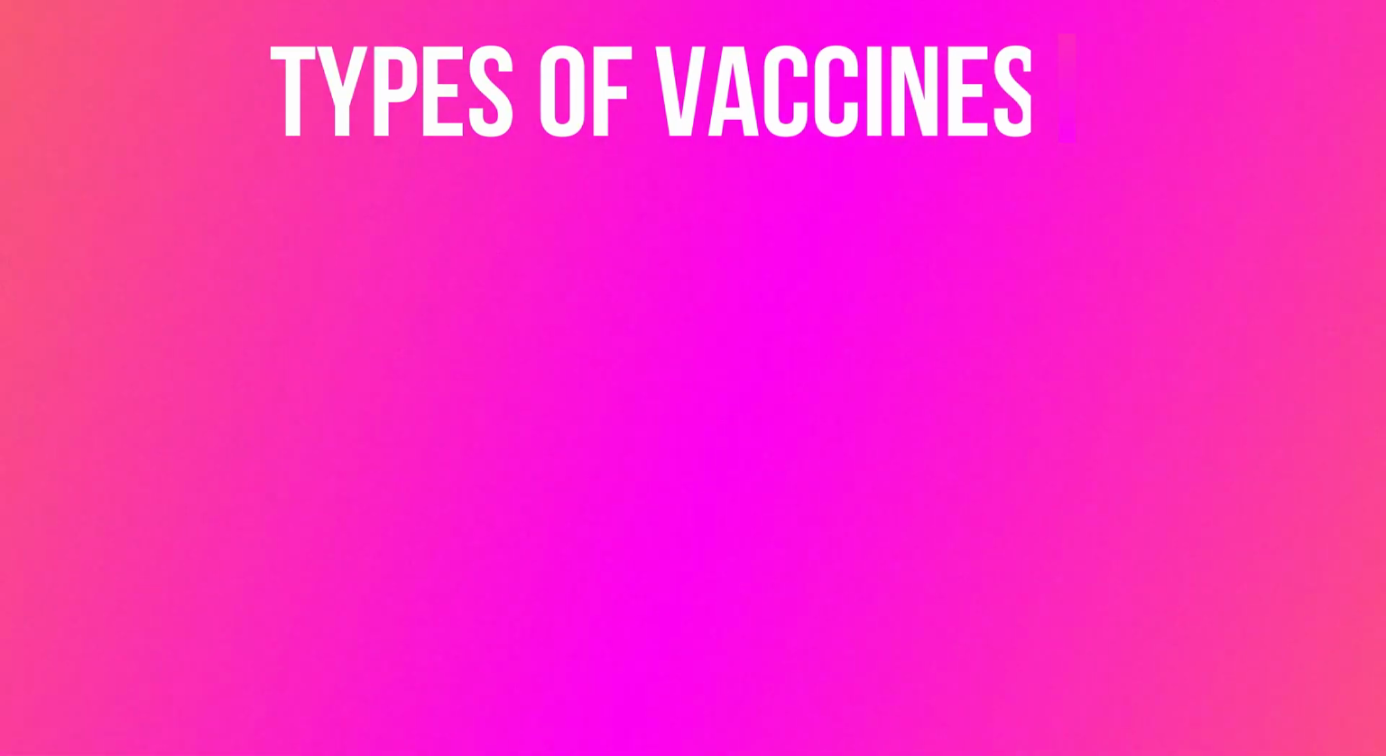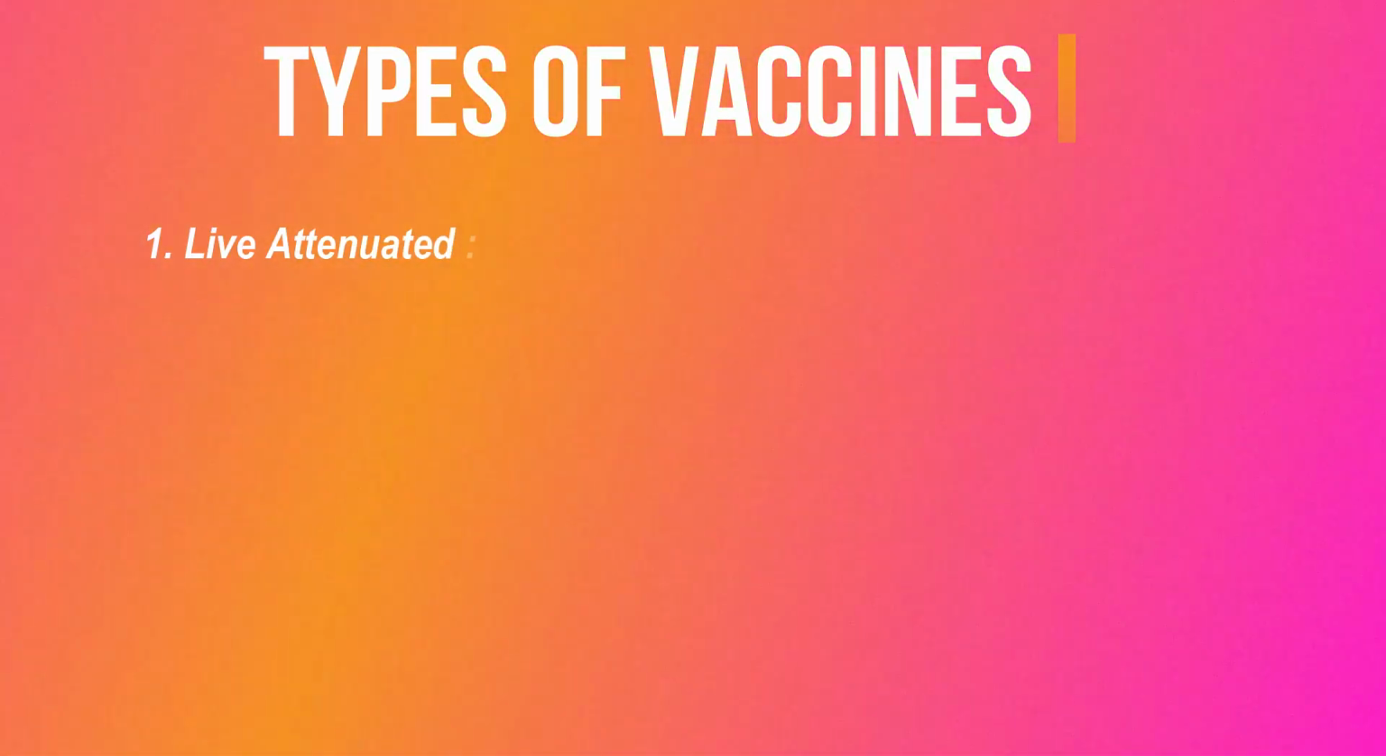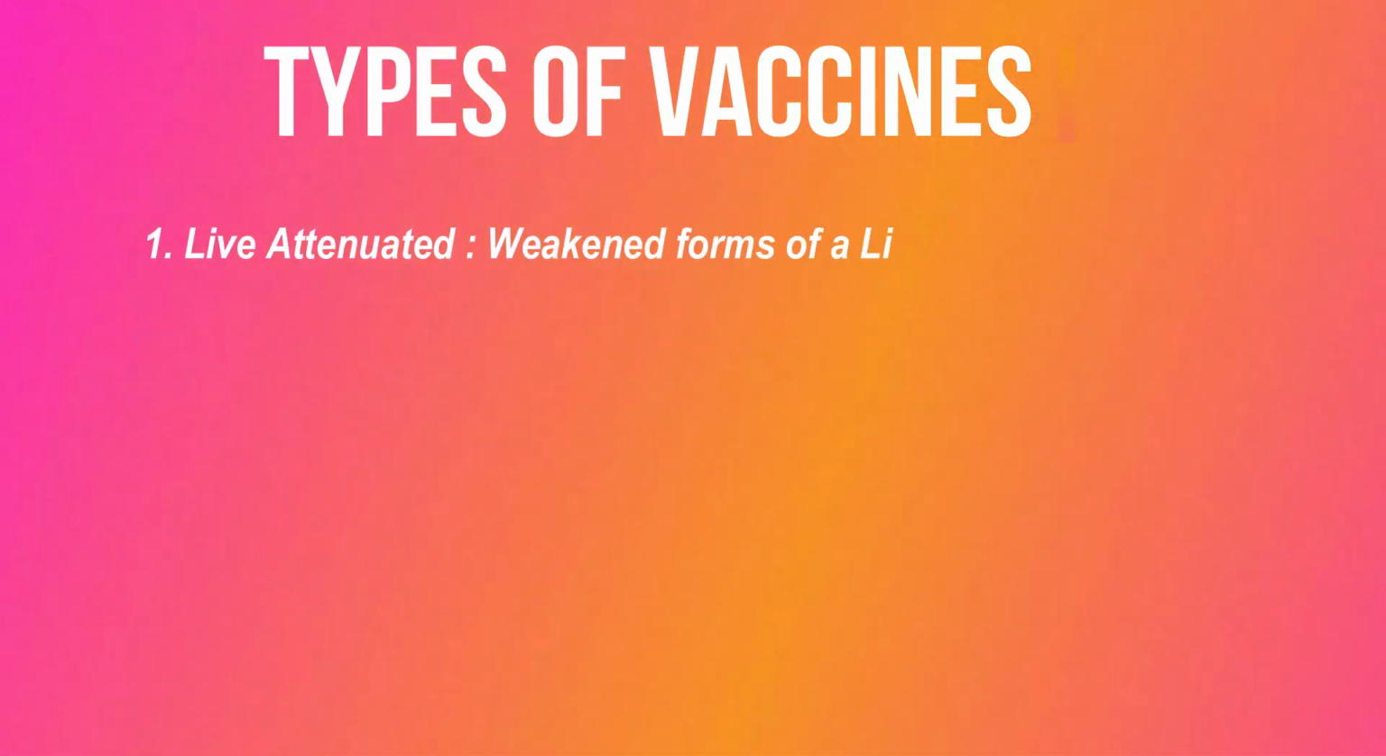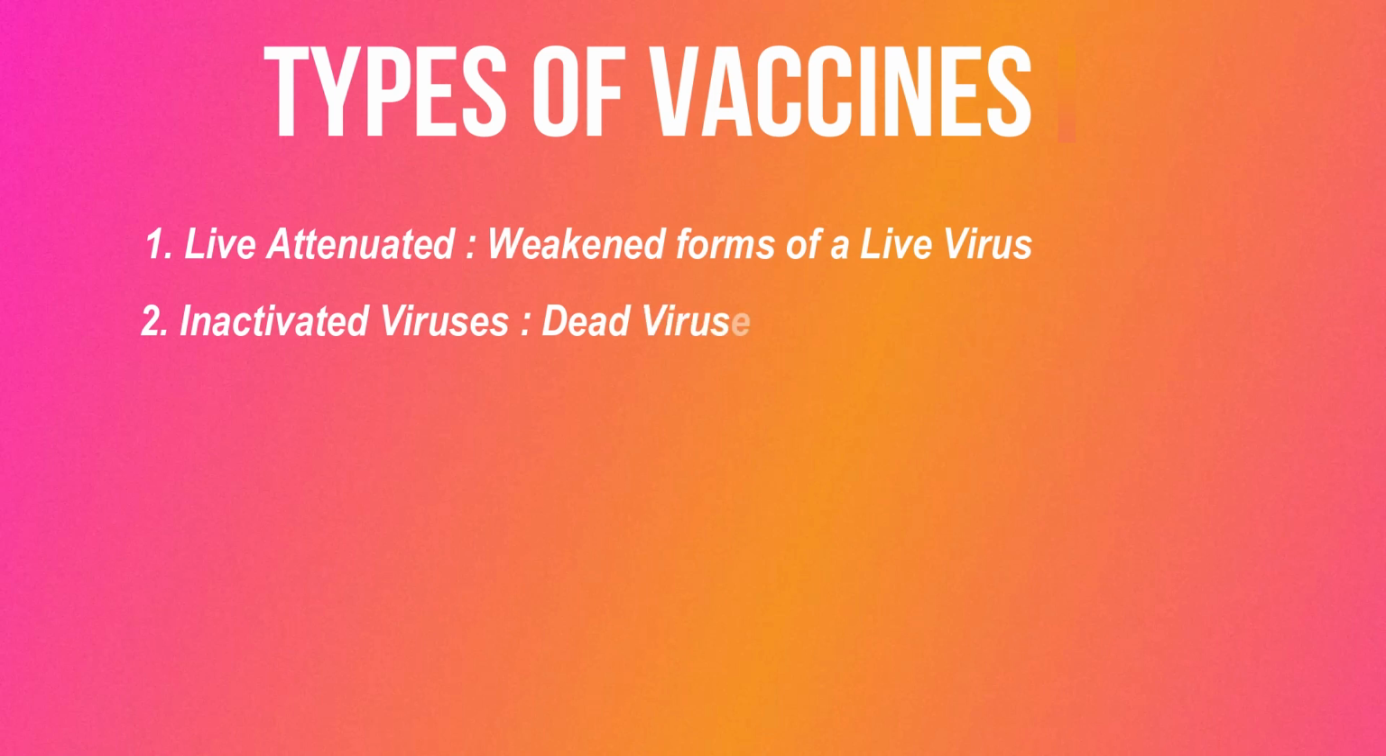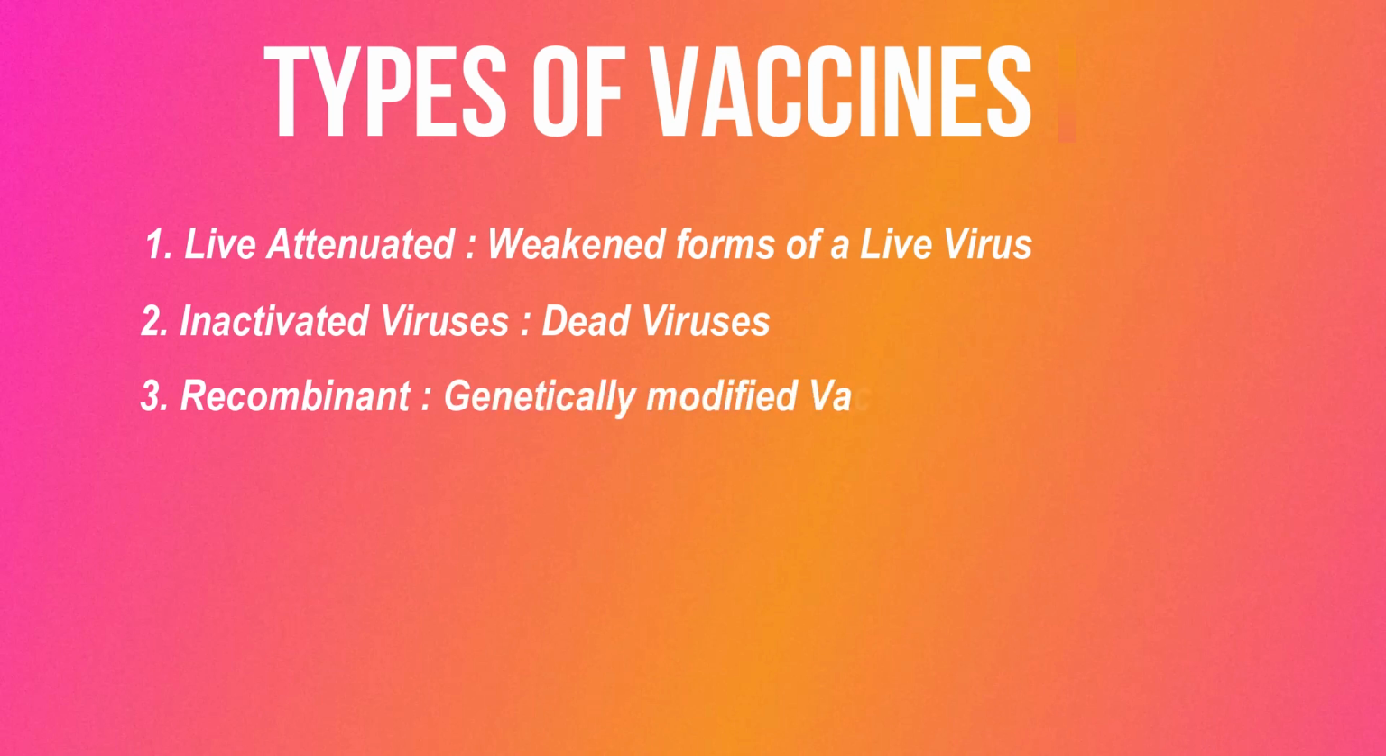Let us now look at the different types of vaccines. Live attenuated vaccines. These are weakened forms of a virus which will cause an immune response without causing disease. Inactivated viruses. These are essentially dead viruses but will stimulate an immune response. Recombinant vaccines. These are genetically modified vaccines that cannot cause disease but will give an immune response.